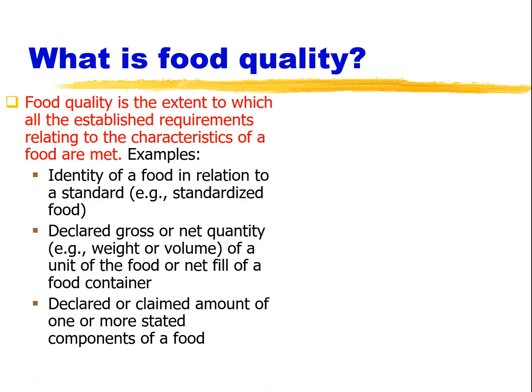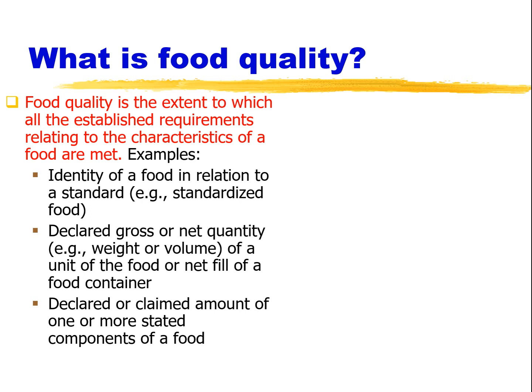Just like the identity of a food. For example, if we prepare a food and we need to identify that food, so these parameters or characteristics will be termed as food quality. Just like if you prepare a jam and there are certain formulations for the quality of jam, those will be termed as the food quality for jam.